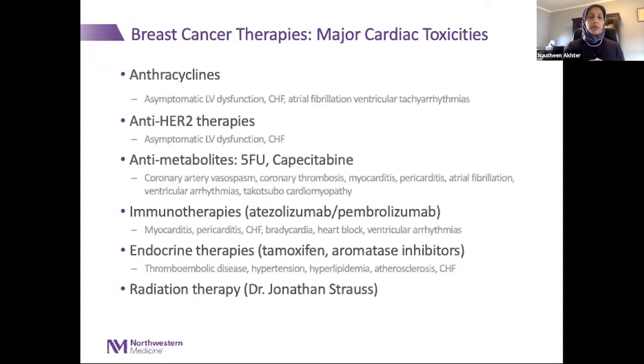So today we will be reviewing the major toxicities with anthracyclines and anti-HER2 therapies, and touch briefly on anti-metabolites, immunotherapies, and endocrine therapies. We'll leave the rest of the hour for Dr. Jonathan Strauss to review radiation therapy.